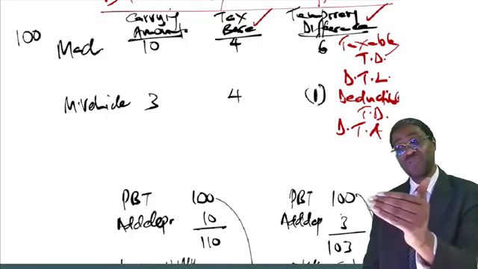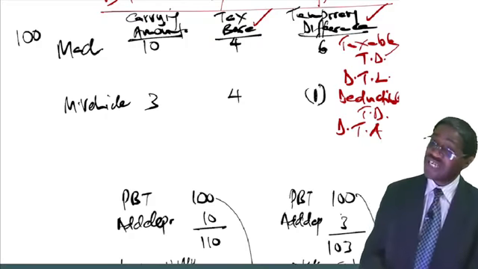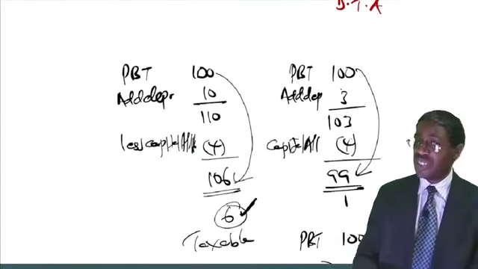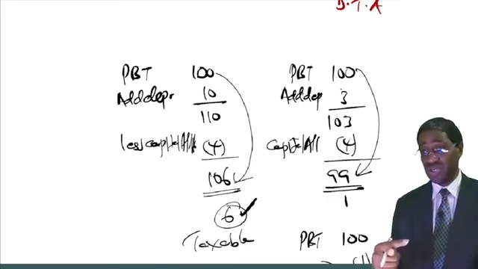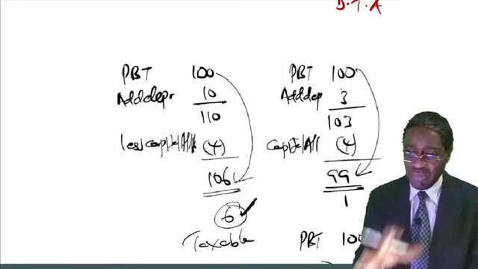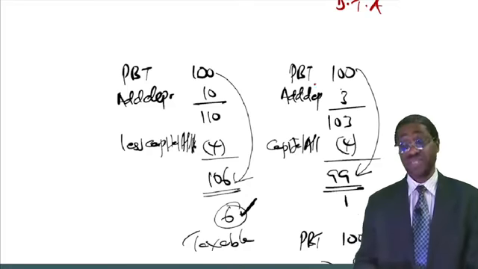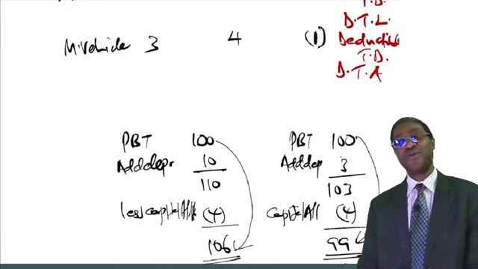When I give him the profit of 100, as we have seen, for the taxman to arrive at his profit, he will simply take that 100 and deduct the 1 million. That's why we are calling it a deductible temporary difference. A deductible temporary difference. Okay?